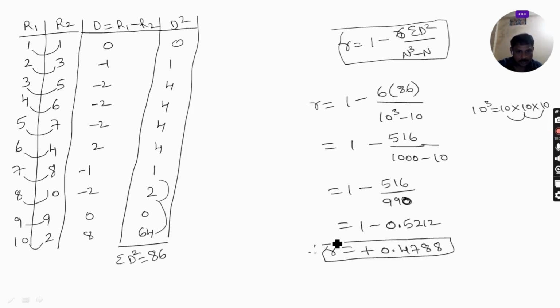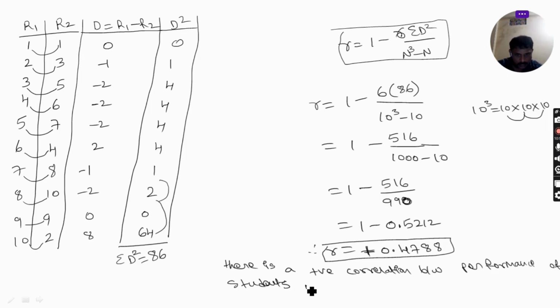So in the question, what is it asking? Comment also. So what do we have to write? Which answer did you get, positive or negative? Positive answer. So you have to write there is a positive correlation between the performance of students in accountancy and statistics. So it means there is a positive correlation.